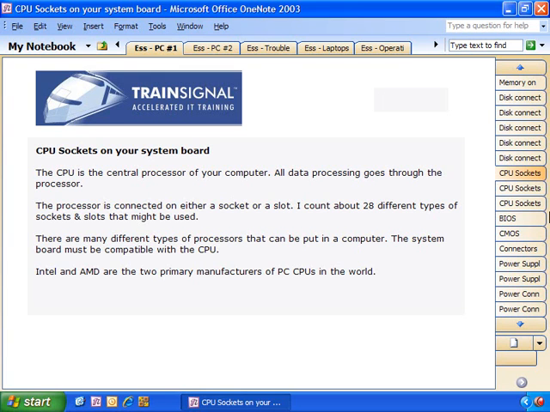Now, keep in mind also that Intel and AMD are the two primary manufacturers of PC CPUs in the world today, with Intel being the market leader right now.